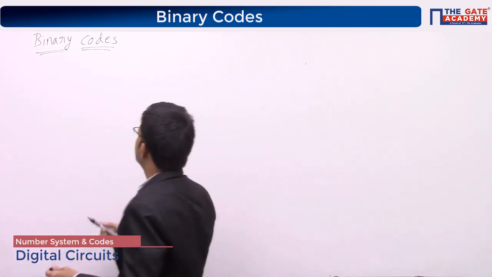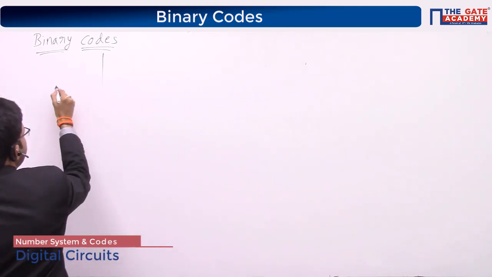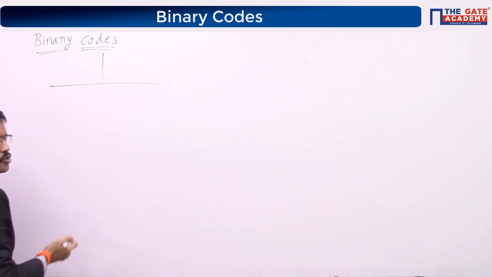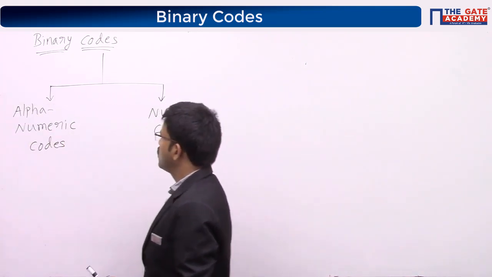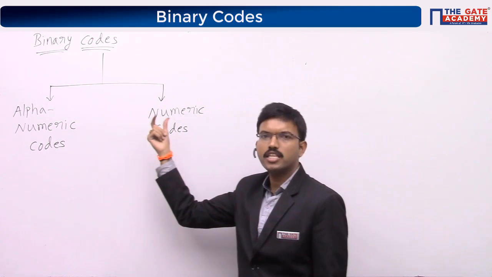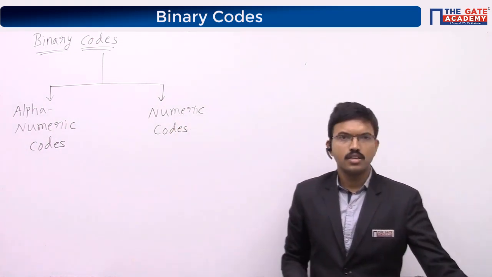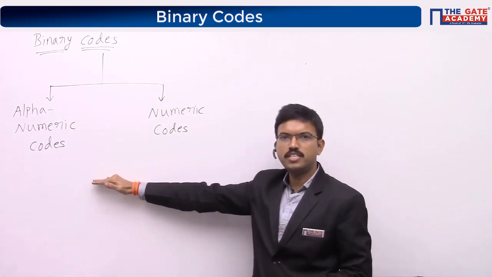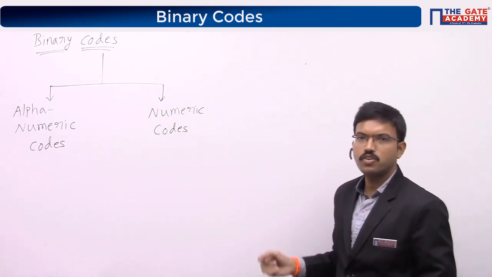Okay. So we can classify the binary codes into two categories. One is alphanumeric, another one is numeric codes. Just leave some space here. I will give some points, you can note down.